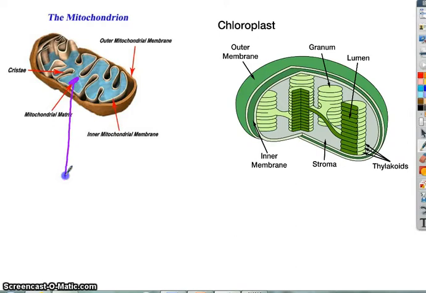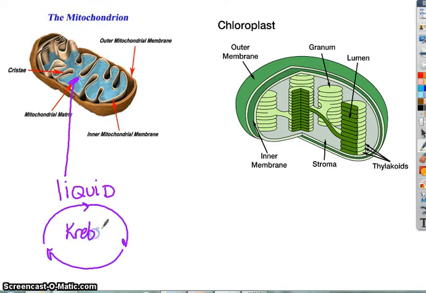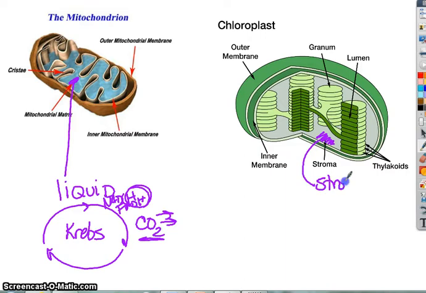First of all, matrix. Think of the matrix in the mitochondria as sort of like the liquid portion. Well, in the liquid portion of the mitochondria, we have a cycle that happens: the Krebs cycle. The job of the Krebs cycle, well, it basically finishes the breakdown of glucose. By the end of the Krebs cycle, basically, all the glucose has been broken down to CO2. The hydrogens have been transferred to NADH and FADH2, and they're going to go to the electron transport chain, but the carbon dioxide is done. Well, the chloroplast also has a liquid portion, which is the stroma.